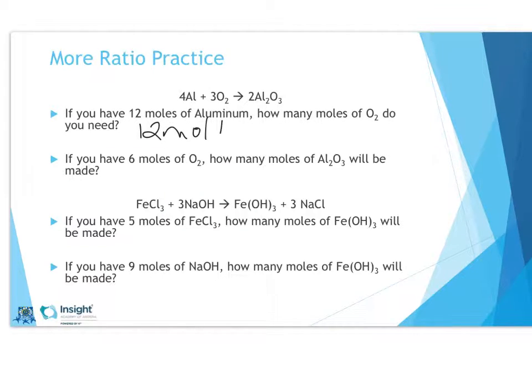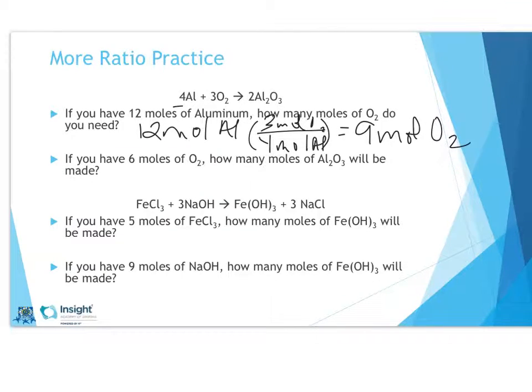12 moles of aluminum, and then I'm going to have to put my moles of aluminum on the bottom, so 4 moles of aluminum, and then 3 moles oxygen. Okay, so what I do here is I'm going to do 12 times 3 divided by 4. So that's going to be 12 times 3 is 36, divided by 4 is 9. So 9 moles of oxygen. Okay, try that again.